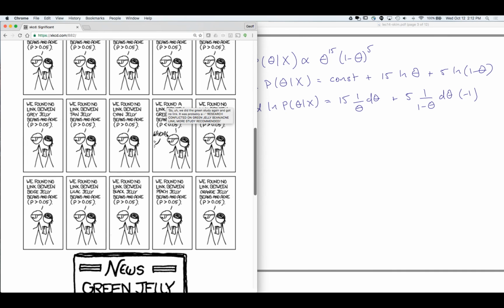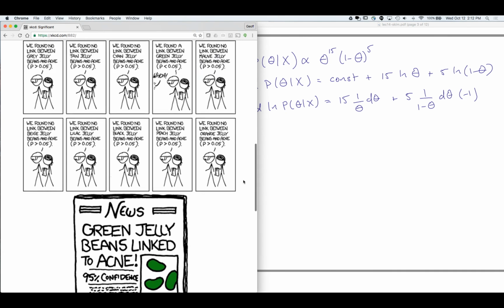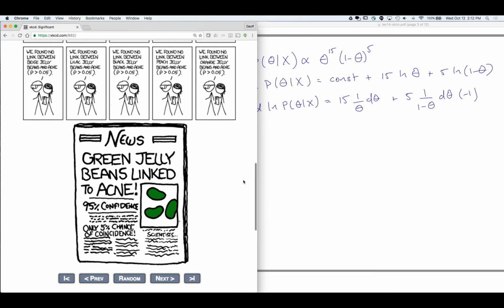Notice the difference in this panel. All right, so the news release is clearly wrong, right? What happened was that the scientists did more than 20 tests. Each one had a 5% chance of making a mistake. And so you expect one of them to make a mistake just by chance. You would be surprised if one of them didn't.